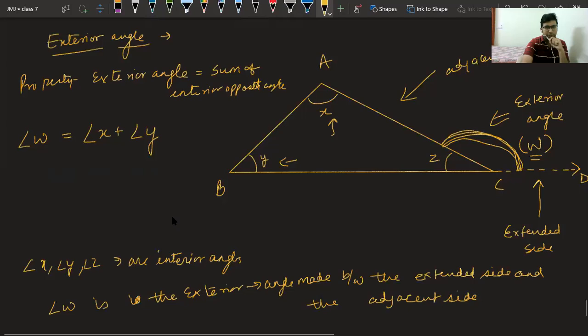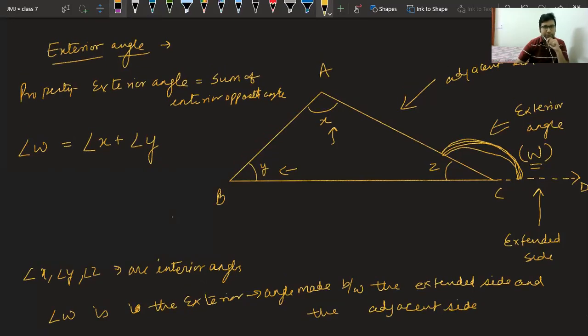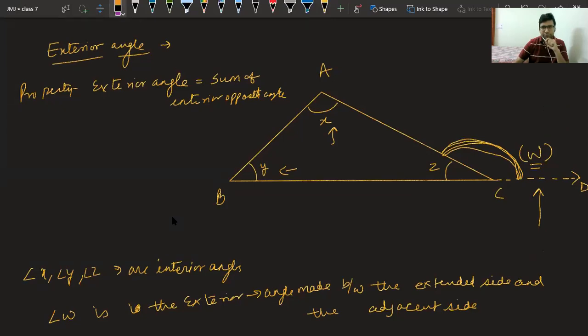Let me change the concept. Suppose I want to find different exterior angles. We have seen W. Now let us see other angles. Now suppose I take a blue pen. If I extend this side AC like this to point E, we can say this is the extended side and this is the adjacent side.